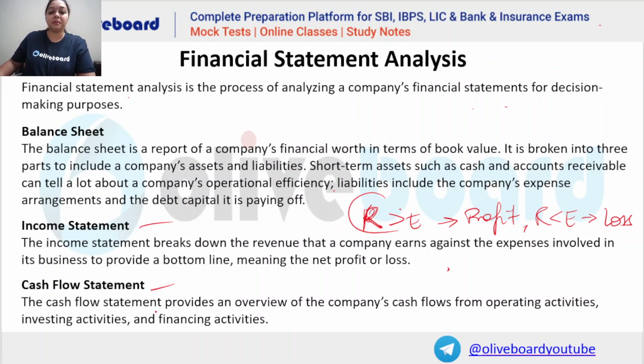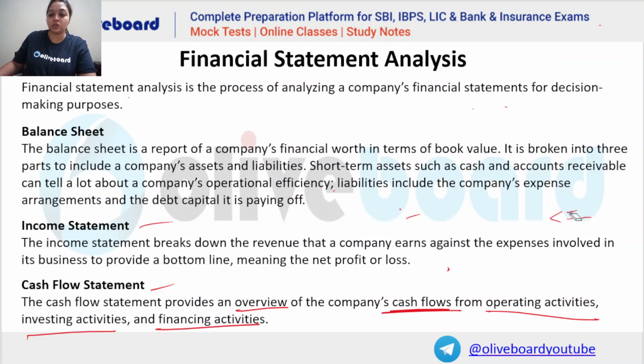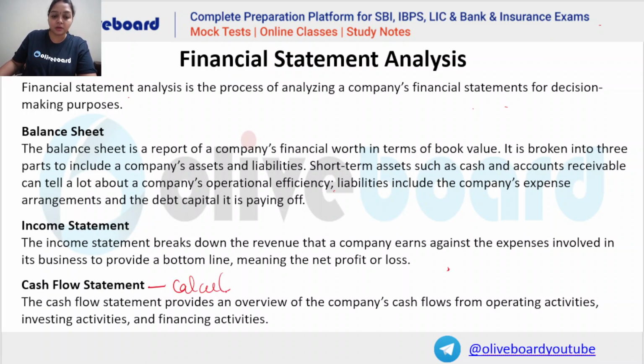What is cash flow statement? Cash flow statement provides an overview of a company's cash flows from operating activities, investing activities and financing activities. See, operating activities means all your production things, like what are the decisions or activities done in the production process? Ordering raw materials, payment to the laborers, purchasing machines, purchasing repair of machines and all of those things. So when you are doing operating activities, you need to understand cash flow statement is not for a specific point of time. It is calculated over a period.